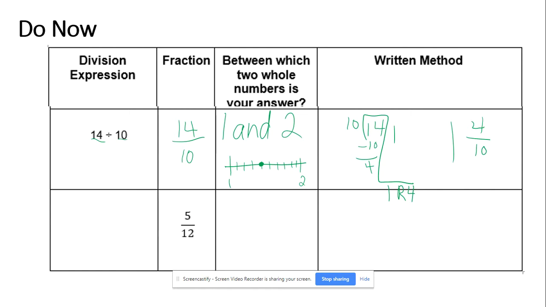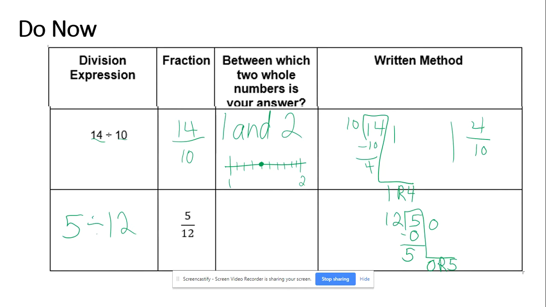Finally, we have 5/12. We know 5 is on top as our numerator, so it's going to be the first number we write. 12 is our denominator, so that's going to be the second number that we write. 5/12 is equal to 5 divided by 12. Here, if we were to write this as a division statement, can we multiply 12 by anything to get close to 5 without going over? No, so we're going to put a 0. 12 times 0 is 0. Subtract, we have 5 left over. So our quotient or answer to a division problem is 0, remainder 5.